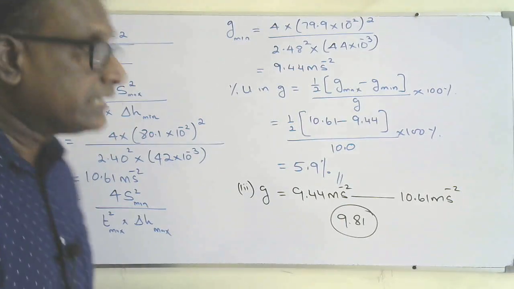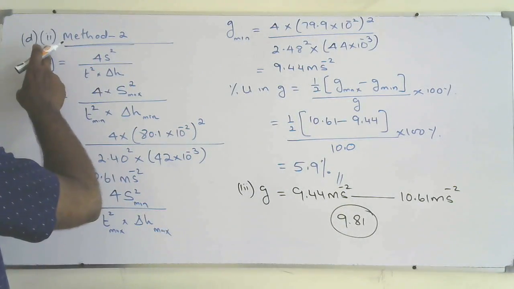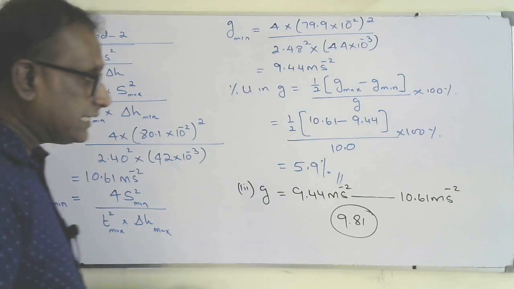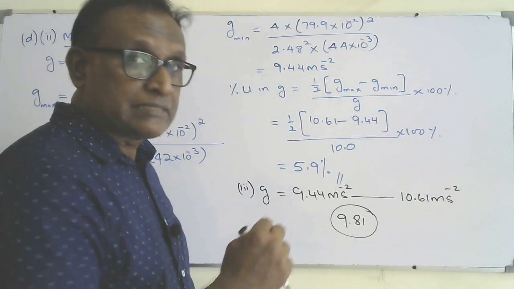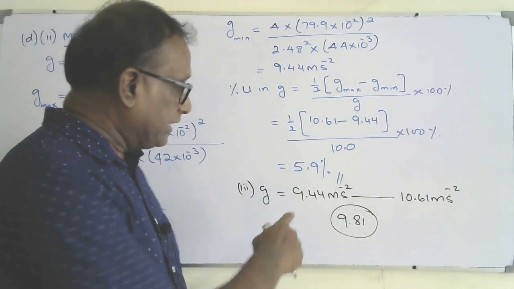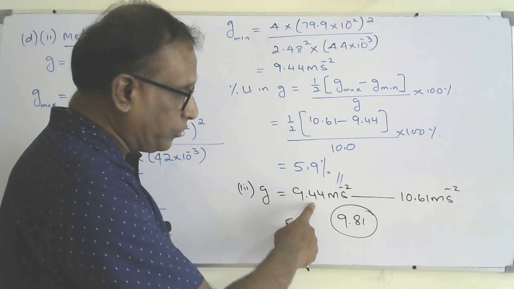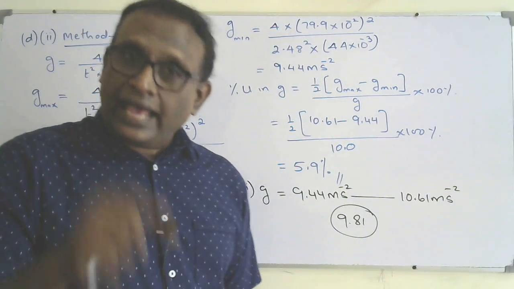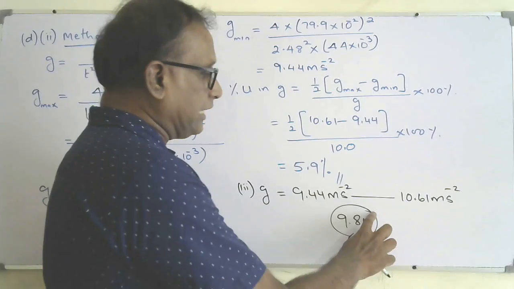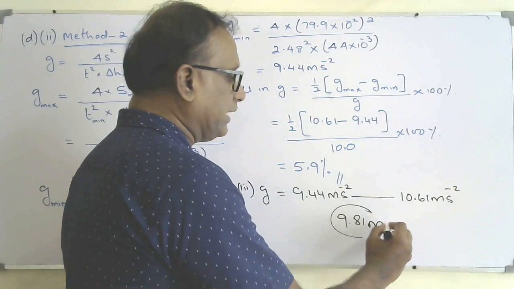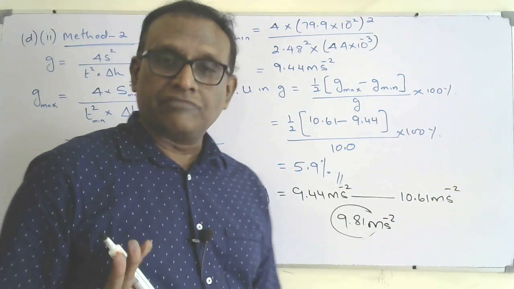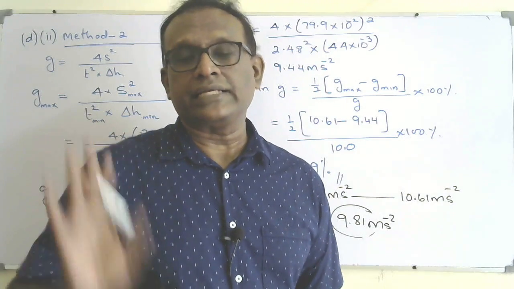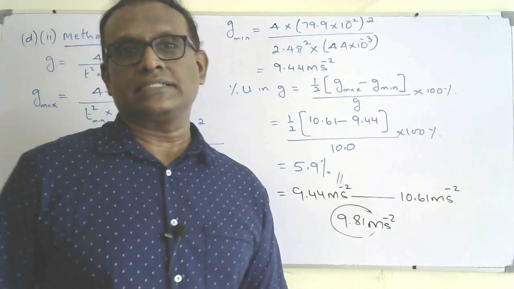So those who have done the second part, D part, with this method, you can use your answer. In the third part, you can see the experimental value of G is within the range of 9.44 to 10.61 meter per second square. The actual value is 9.81 meter per second square, which is falling within this range. Therefore, my experiment is acceptable and accurate. Simply you can finish the answer, right?